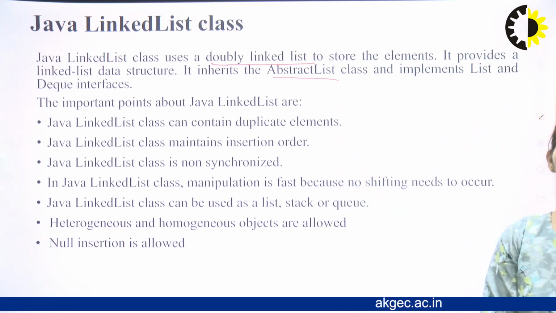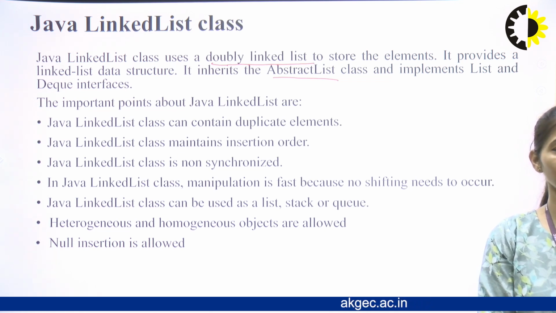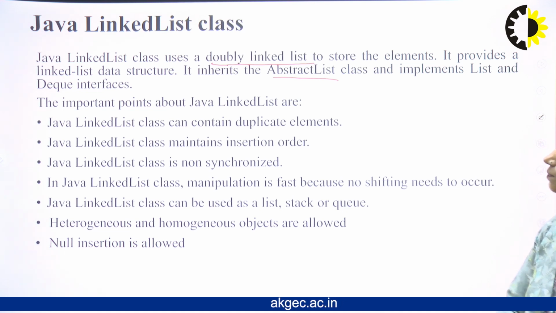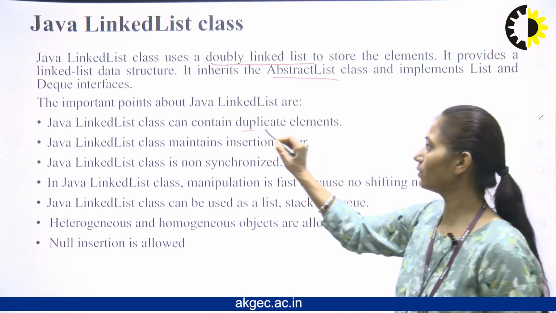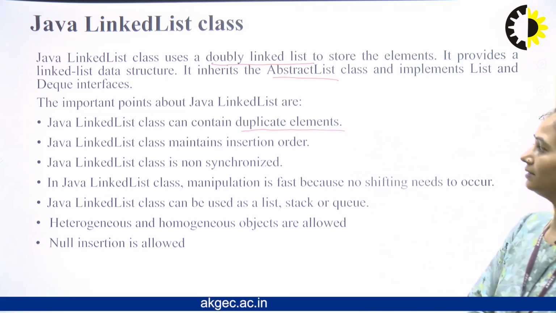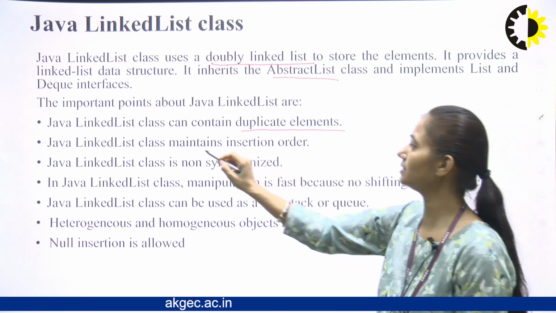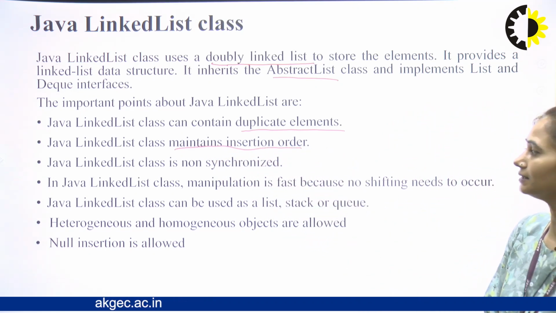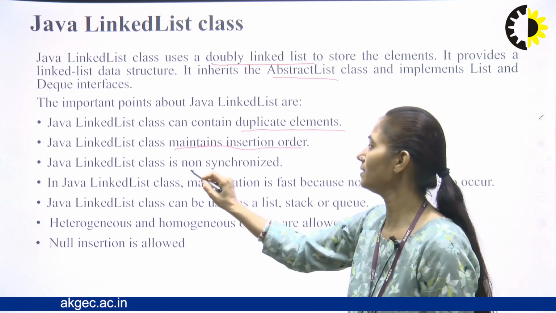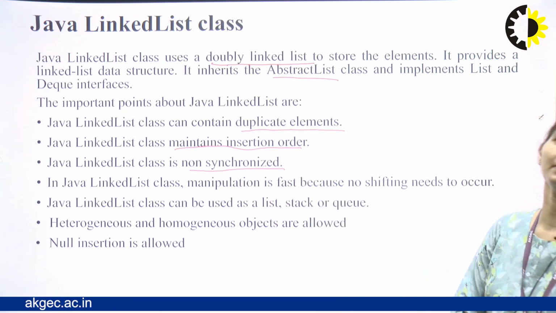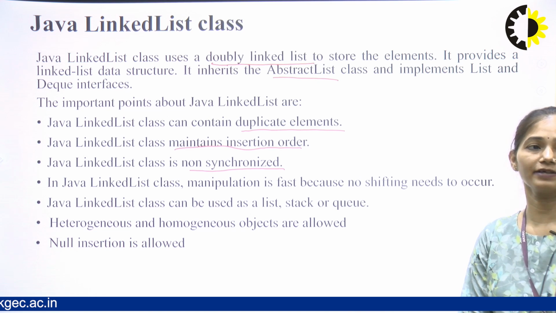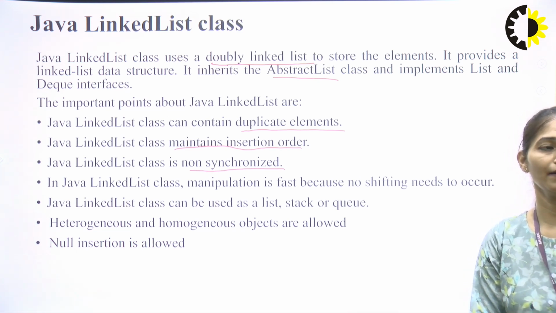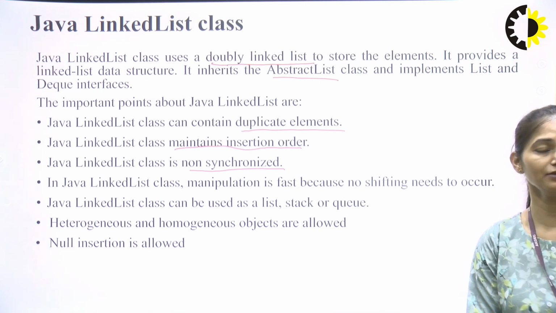What are the important points covered in the linked list? The Java linked list can contain duplicate elements. The Java linked list maintains insertion order. The linked list class is non-synchronized. It means that synchronization is not provided, so thread operations on the linked list will be affected in the manner in which you insert your elements.